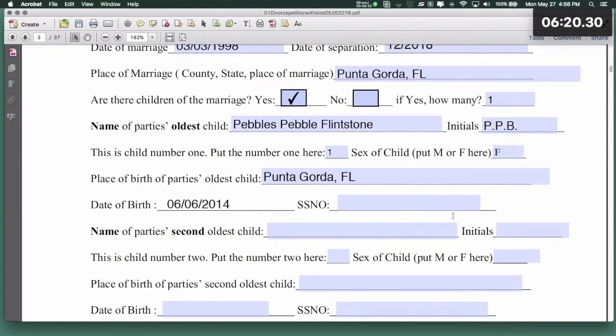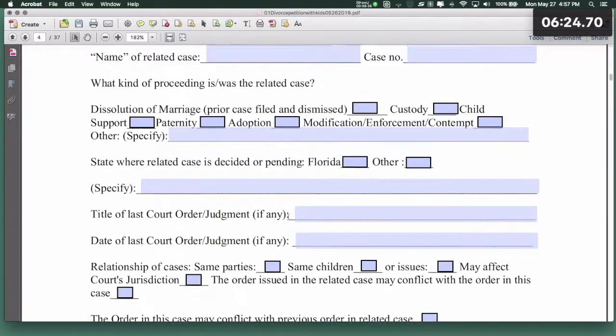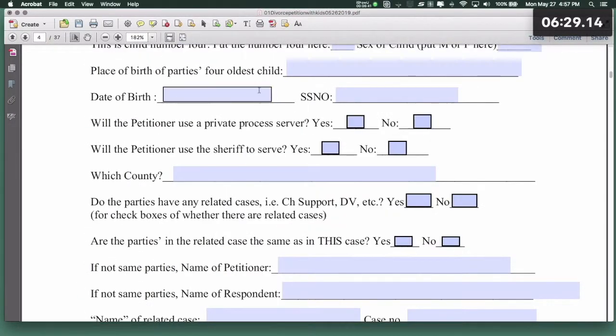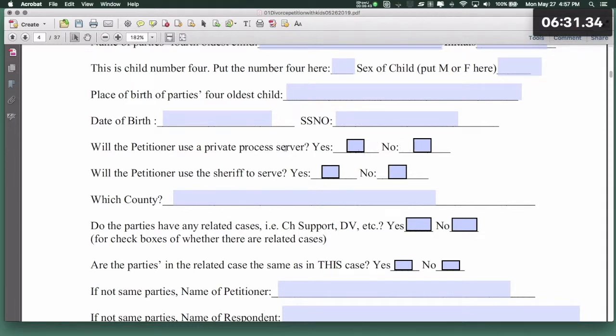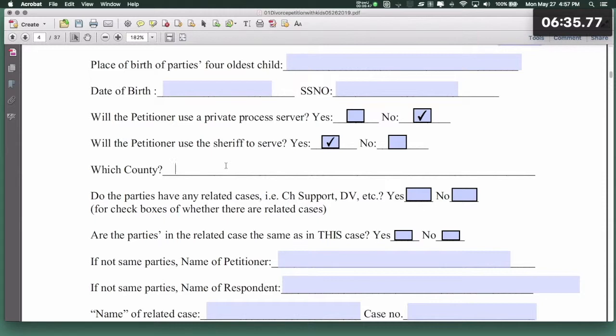So we don't have any other kids, but if we had other kids, we put them here. All right, this is the related cases. Are there any related cases? Well, this is where you, okay, process server, yeah, let's use the sheriff, because the sheriff is cheaper, so we'll do that. Which county? It's going to be Charlotte County.